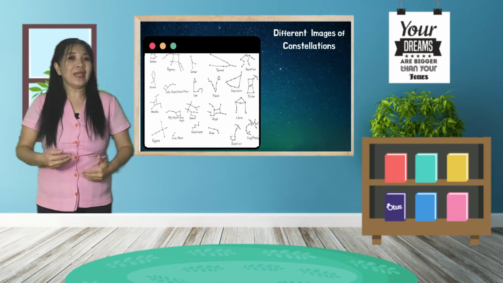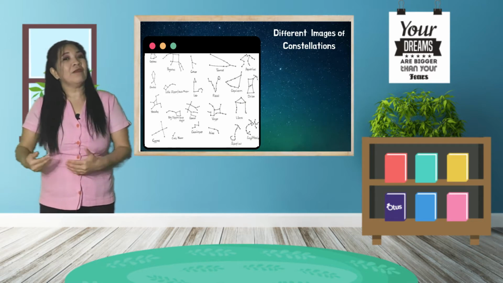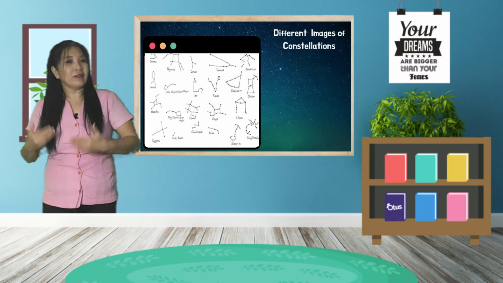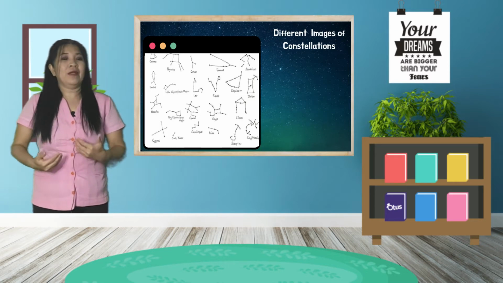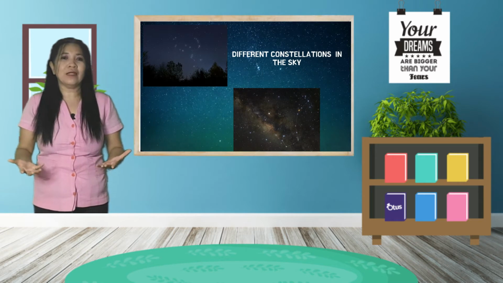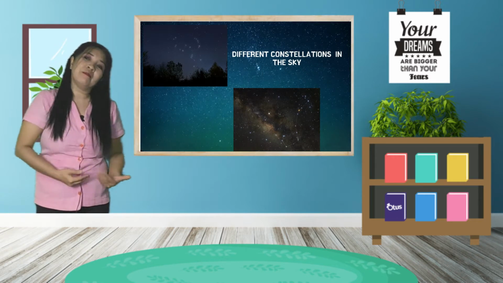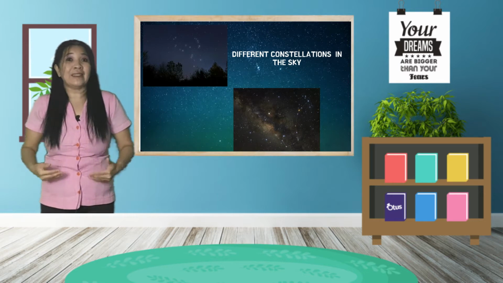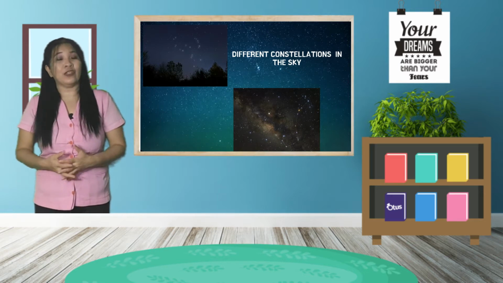On your next slide, it shows the different constellations that we see in the sky. Take a look at the different images on the screen. Alright students, these are some examples of the different constellations. Are you still excited to learn more about constellations?